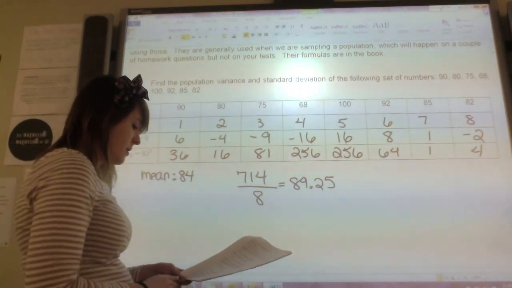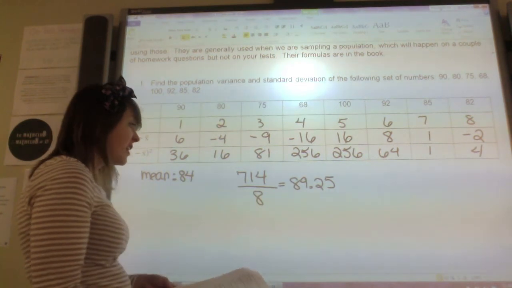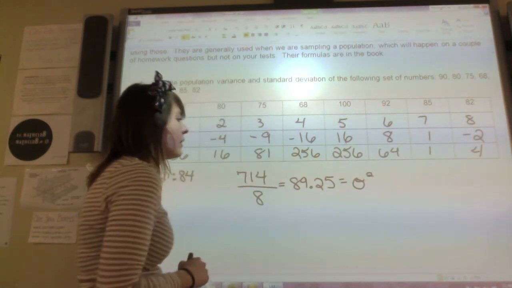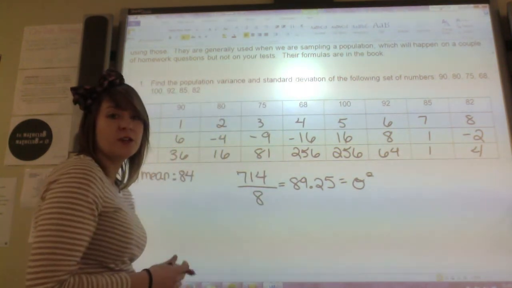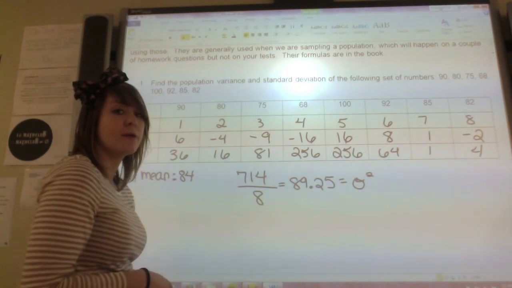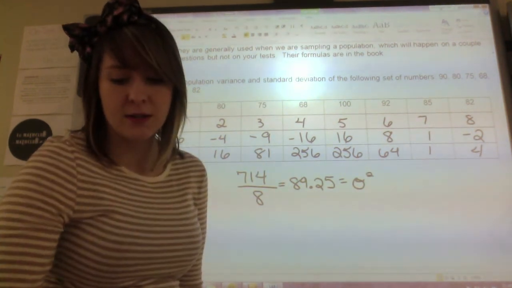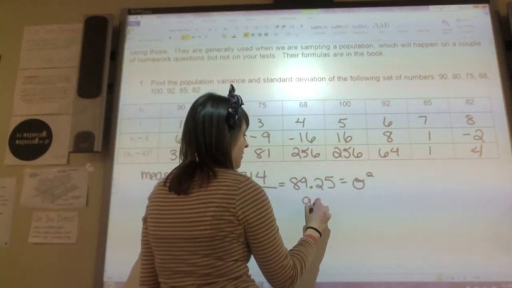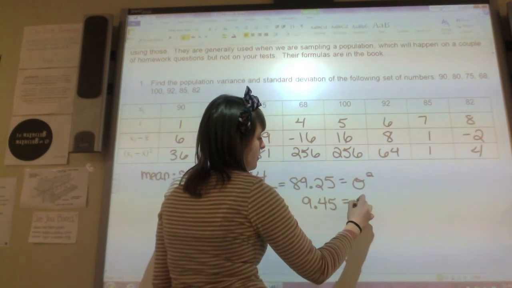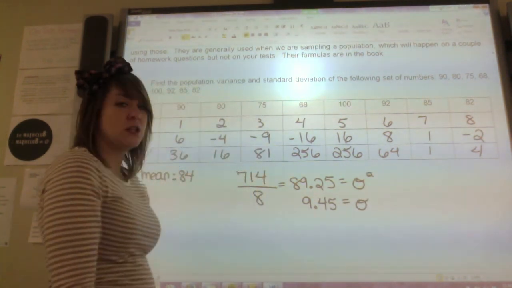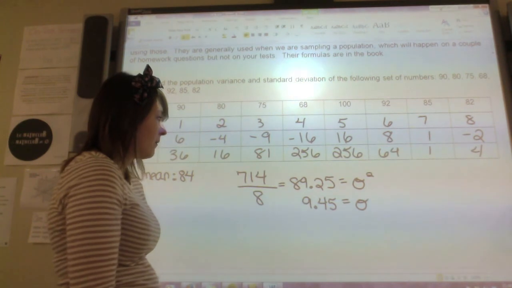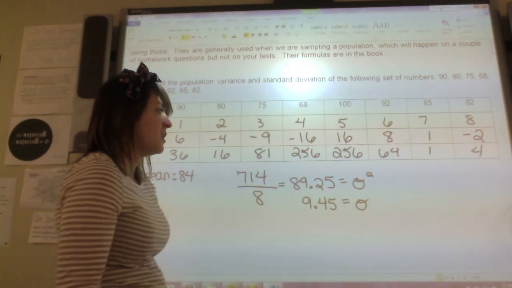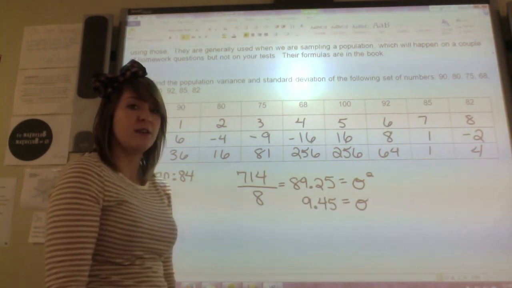So that tells me that my population variance is 89.25, which is written as sigma squared. Now, if I want to find my standard deviation, I know that it's just the square root of the variance. So I take the square root of that answer, and I get 9.45. That's my standard deviation. Now I have my population variance and my population standard deviation, and that's all that it asks for. That's everything for Section 7.